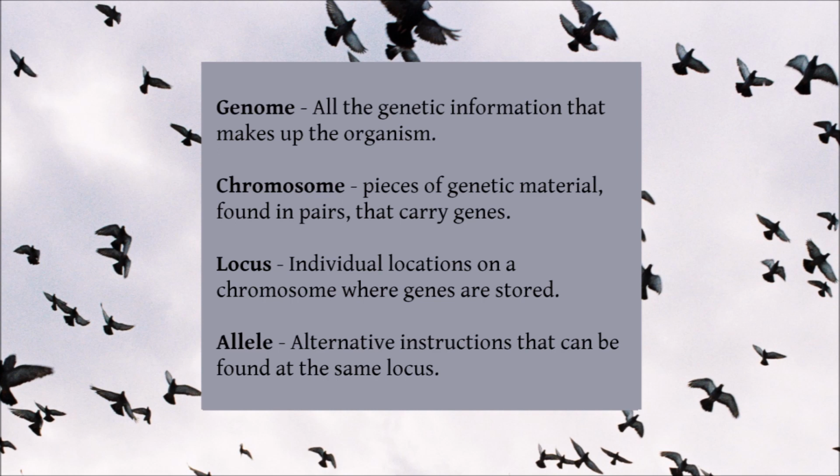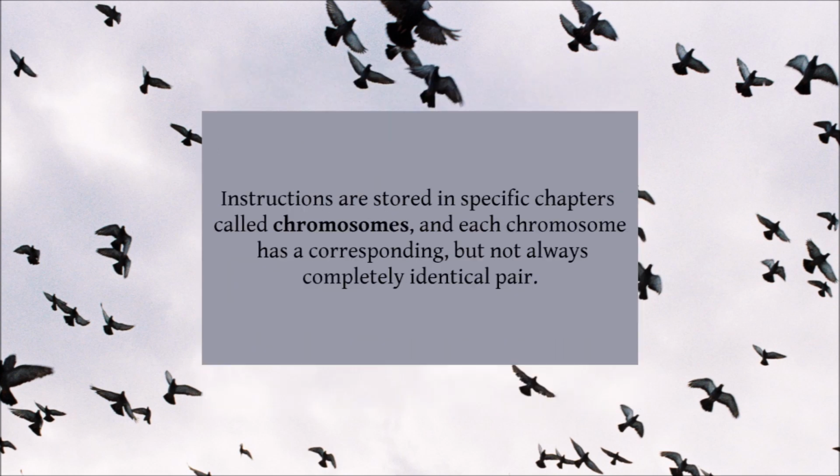We will discuss what happens in this instance later on, but for now just remember that our instructions are organised into specific chapters called chromosomes, and each chromosome has a corresponding, but not always completely identical pair. When the bird is developing in the egg, these instruction pairs are compared against each other to determine what the baby pigeon will look like.